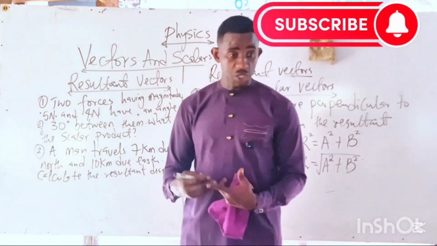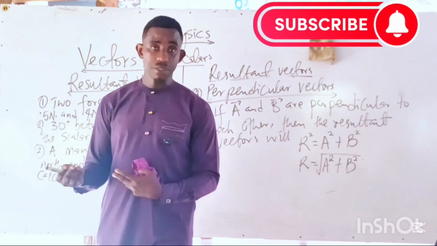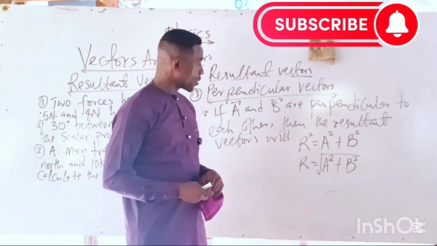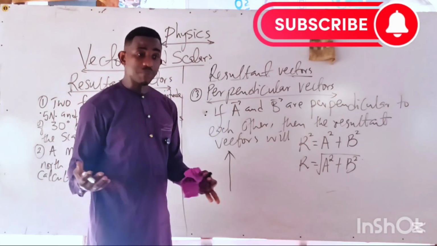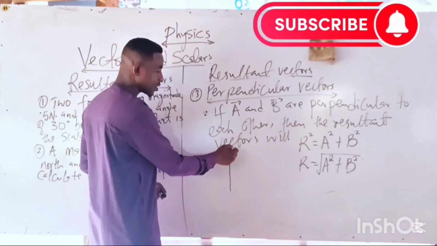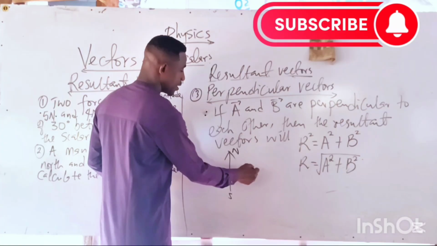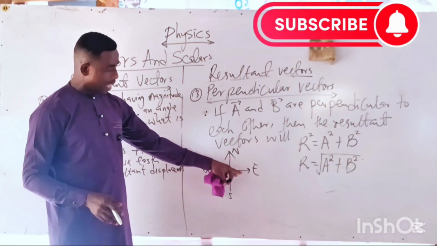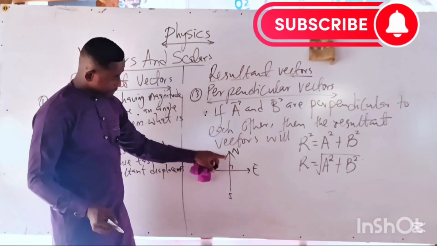The angle between them must be 90 degrees; they must be at right angles to each other. We can use the cardinal point bearing to describe it. Here is north, here is south, this side is east, and here is west. So they are at right angles to each other, 90 degrees.